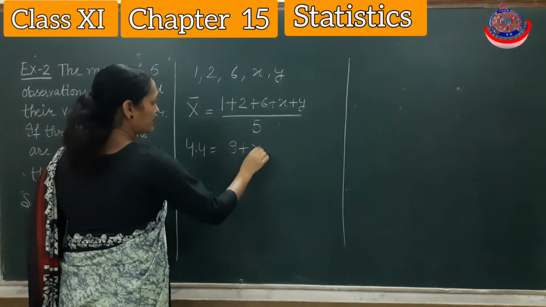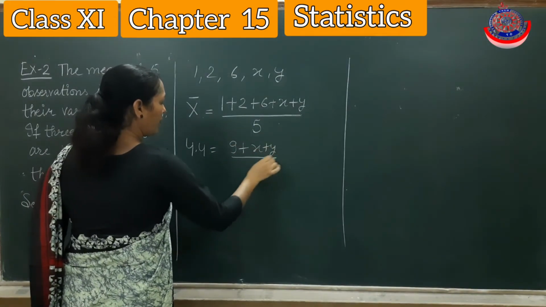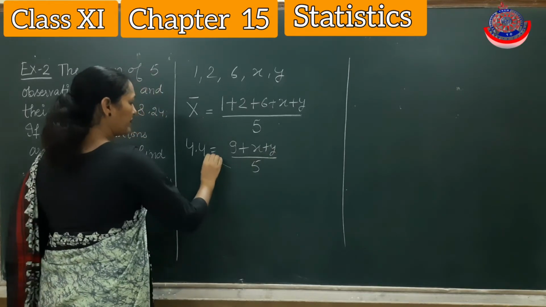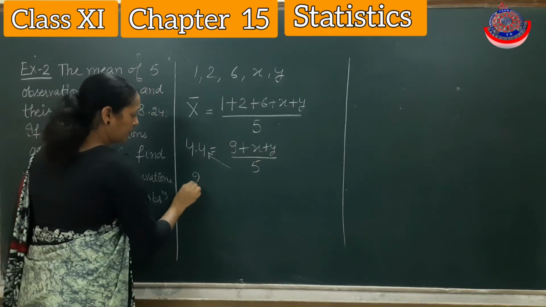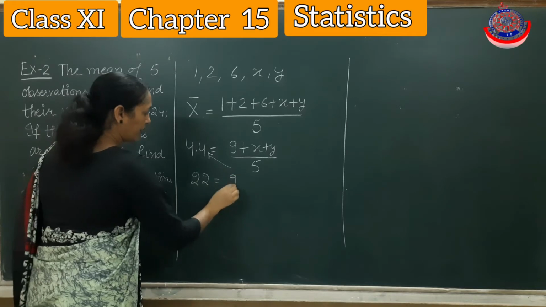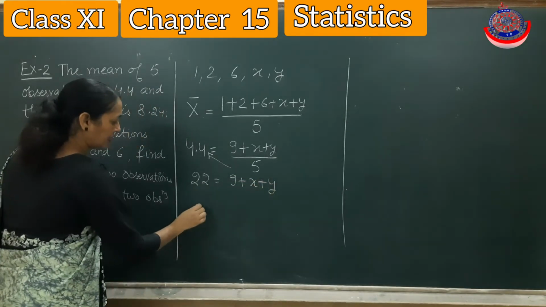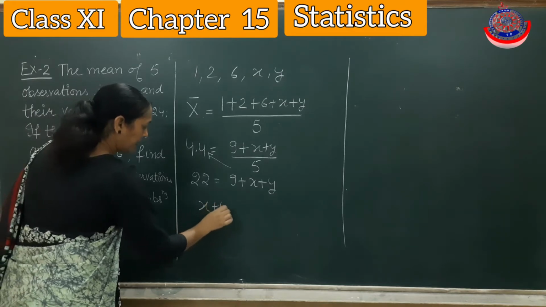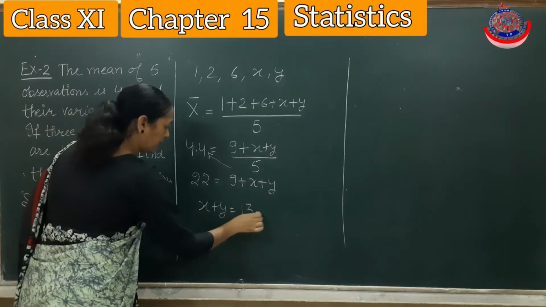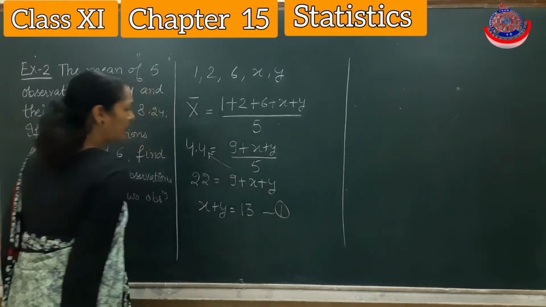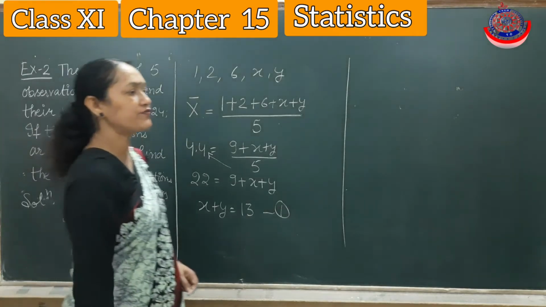9 plus x plus y upon 5. This 5 will be multiplied, 22 is equal to 9 plus x plus y. Shifting this 9 to this side, we will have x plus y equals 30. Next they have given us the variance.